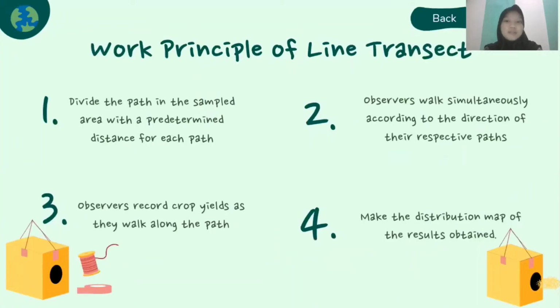Work principle of line transect. The first one is divide the path in the sampled area with a predetermined distance for each path. The second one is observers walk simultaneously according to the direction of their respective paths. The third one is observers record crop yields as they walk along the path. And the fourth one is make the distribution map of the results obtained.